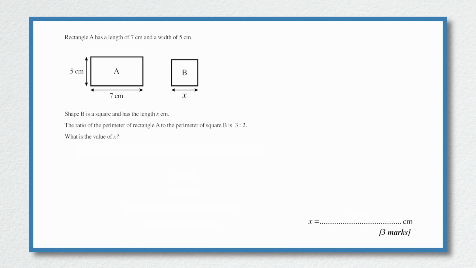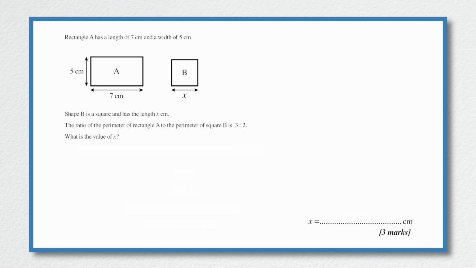Shape B is a square and has a length of x centimeters. The ratio of the perimeter of rectangle A to the perimeter of square B is 3 to 2. What is the value of x? Notice that there are 3 marks. So this would suggest that the answer needs to have 3 pieces of working out to get to the answer.